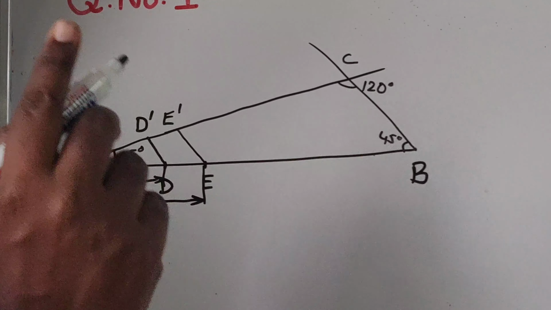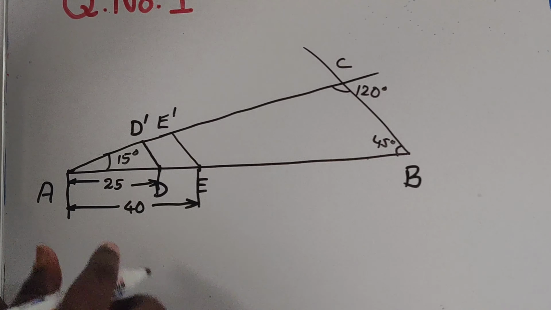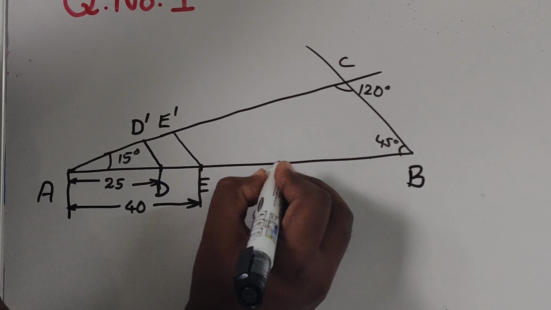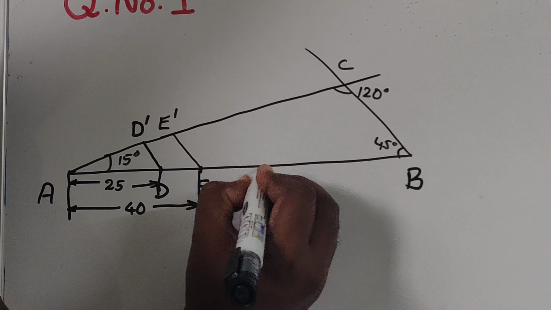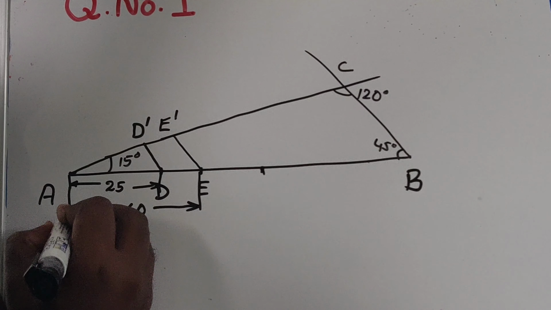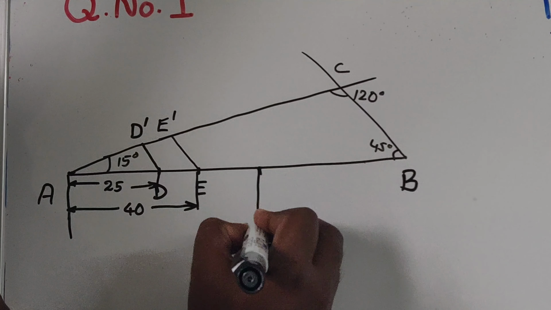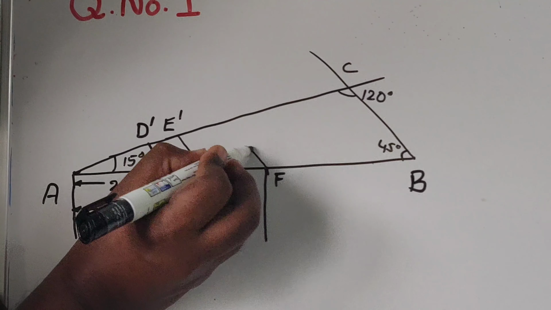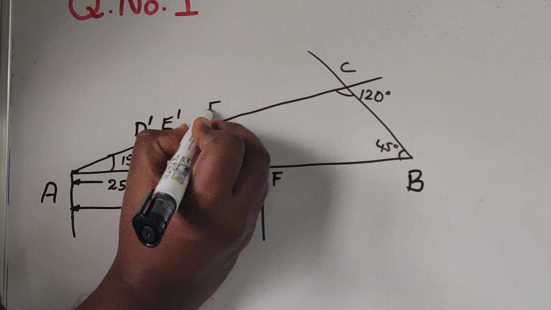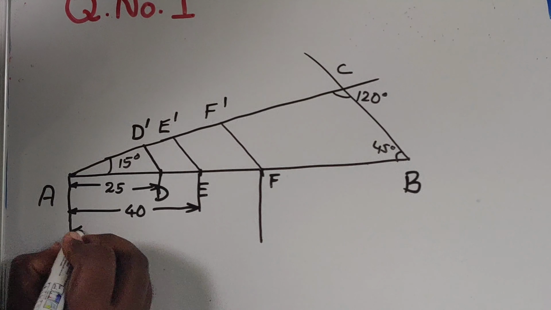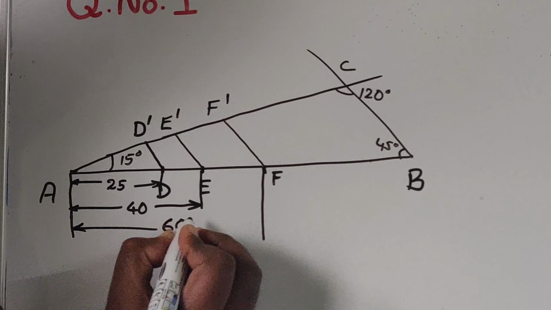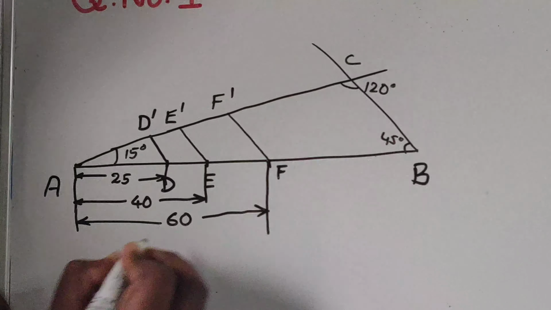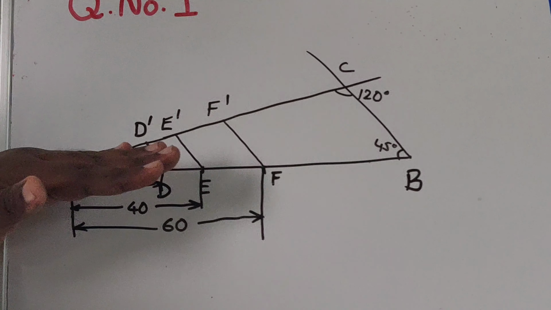Next, we are having one more dimension, that is 60 mm. So you can measure 60 here. Somewhere here you will get 60. So let this be F. And if you draw a line parallel to this one, you will get F dash. So that corresponds to the isometric length of 60 mm. Now you got all the dimensions.